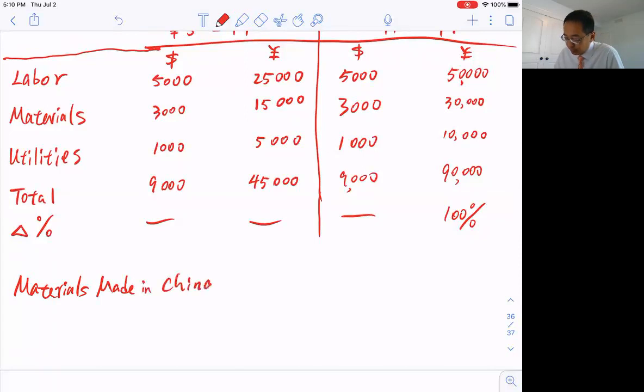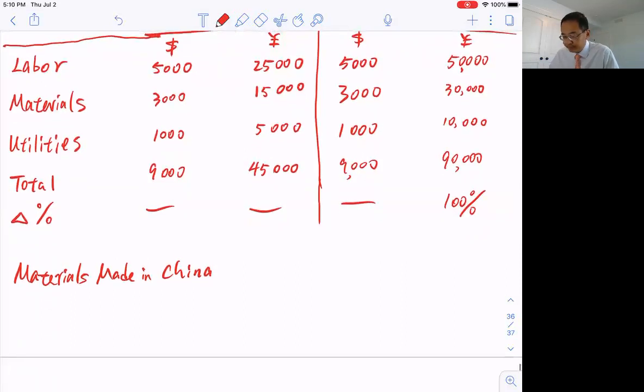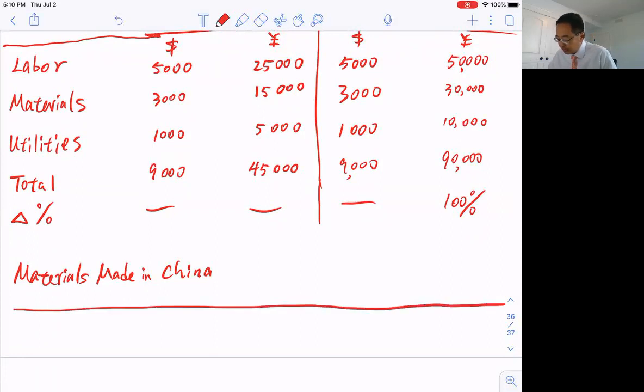Okay, so we still use U.S. labor. We still have factories in the U.S., but the metals and batteries are actually made in China. Okay, so again, let's start with the two different periods.